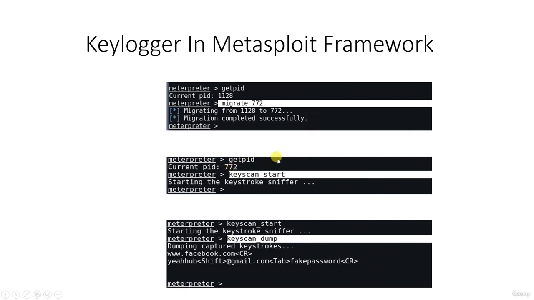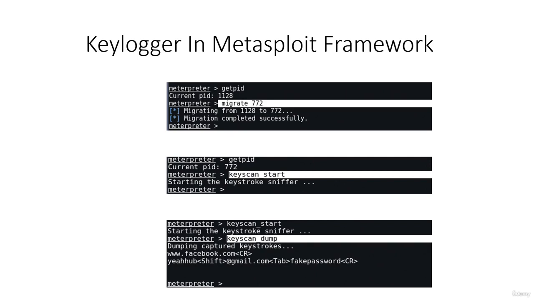Let's go ahead and see what it looks like when you start a remote keylogger. To capture keystrokes, simply type keyscan_start and it will start the remote keylogger. Now we need to wait a couple of minutes until our victim types something on the keyboard, for example, opens the browser and tries logging into a Facebook account.